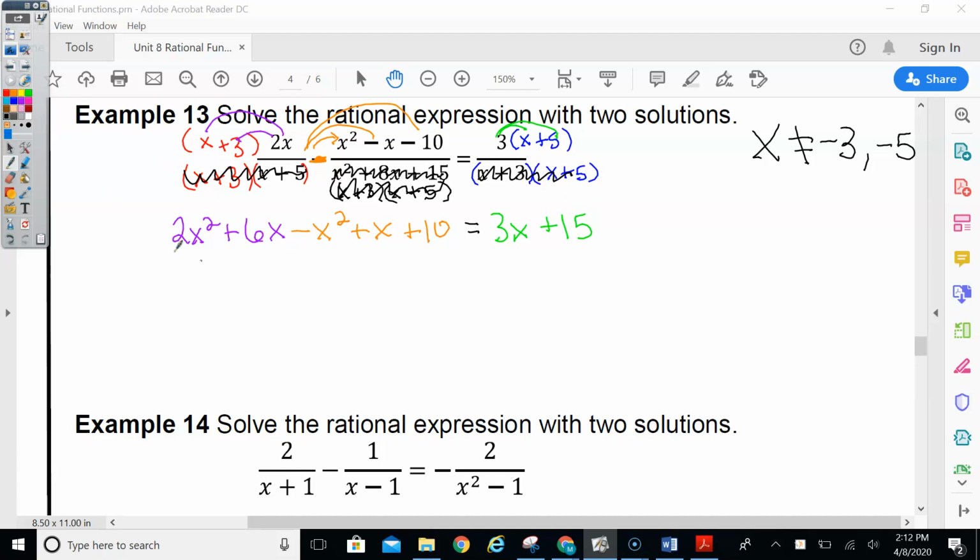So once again, I have some x squareds that are not going to cancel out, so I need to get everything to one side. So let me combine my like terms over here first, and then I'll get everything. So I can combine the 2x and the negative x to get just x squared. 6x plus x gives me 7x, and then the plus 10. And then 3x plus 15 on this side.